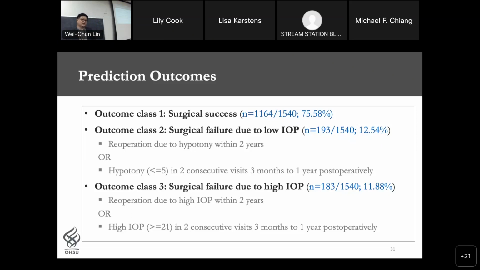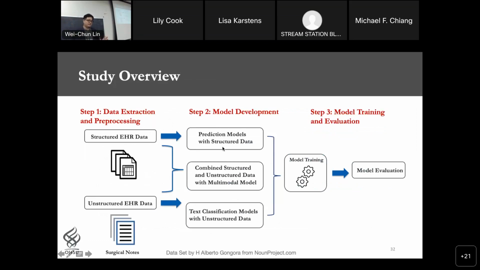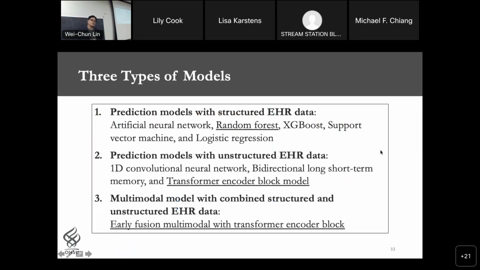Besides, in our study, we exclude the reoperation cases caused by infection and bleeding, since the sample size is really small. Let's quickly take a look at our study design. We did data extraction and preprocessing in the first step, and we developed several machine learning and deep learning models, and the models were evaluated by several evaluation metrics. Here is the list of the models we developed.